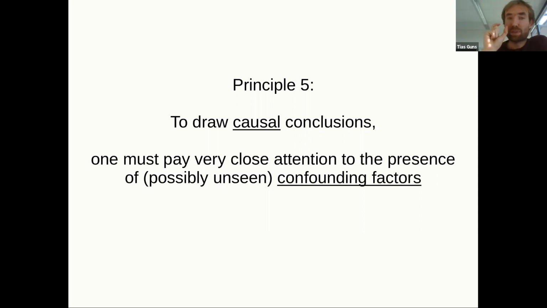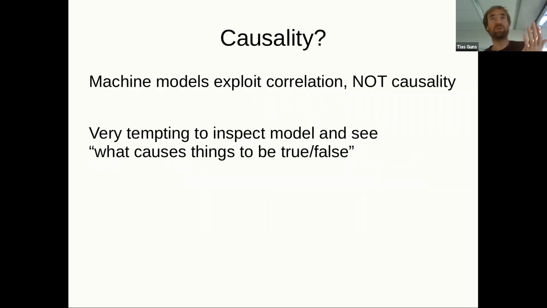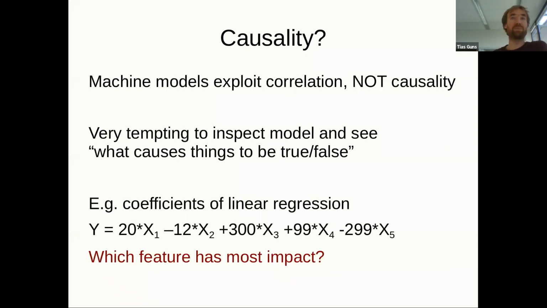But what we do here is we're drawing a causal conclusion, but actually the machine learning method that we used is not trained to do causal conclusion. It exploits correlation, all right? So machine learning models, they look at the input and the output, and they see what correlates between the input and the output. And in many cases, correlation implies causation, but as you've seen very often, it does not. Correlation is not always the same as causation, and there are many counterexamples, okay? So the real cause might be an unknown factor or might be just the way that you sampled the data and so forth, right? So it's very tempting to inspect a model and to see what causes things to be true or false. But let me give you this example.